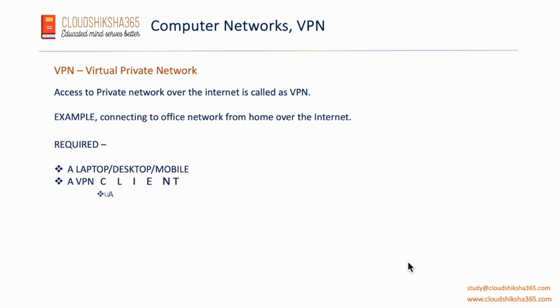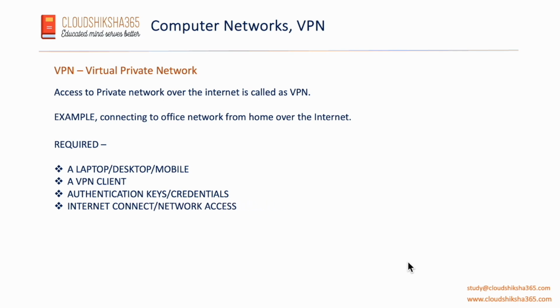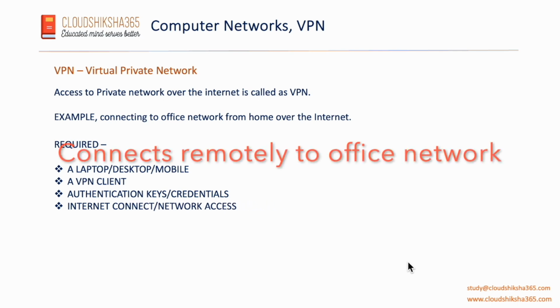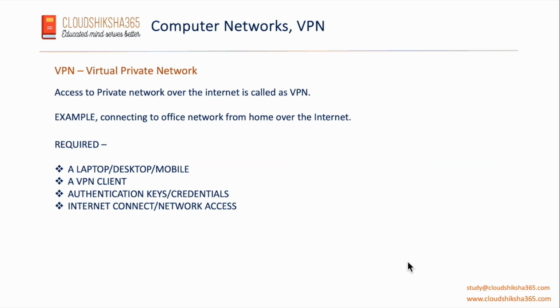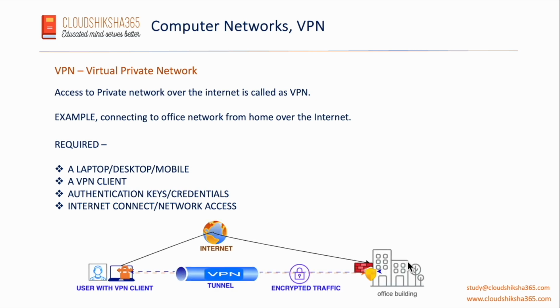During the corona time, I think you would have noticed, if you were already working, then you were connecting to your office network and working from home. That has been possible using the VPN. And when we talk about the requirements for VPN, we need a laptop, desktop, or even a mobile, which is also capable these days. You need a VPN client, you need authentication keys or credentials, and of course, an internet connection to have access to your office network or even your home network if you have set up a VPN.